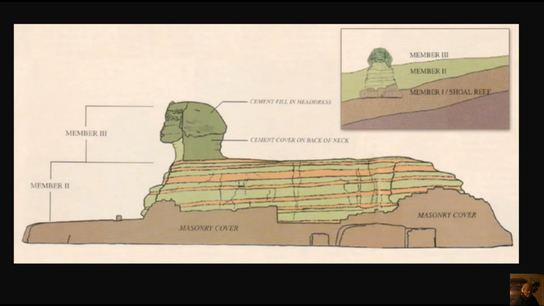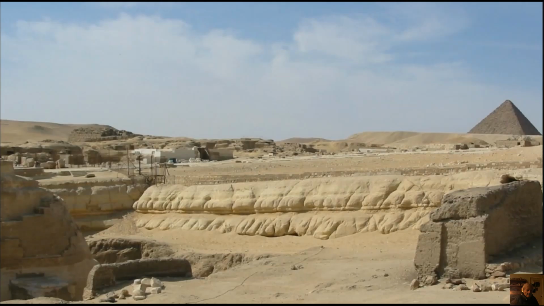So just for review, member 3 on the top, member 2 in the middle, and member 1, which is the shoal reef limestone, which is the hardest, on the very bottom. So here's a picture of the jointed member 2 limestone, and it has alternating layers of hard and soft limestone, and it has these horizontal hollows going through it where the softer stone was dissolved, and then we have jointing, which causes these lines here.